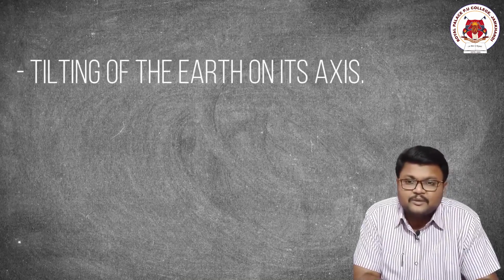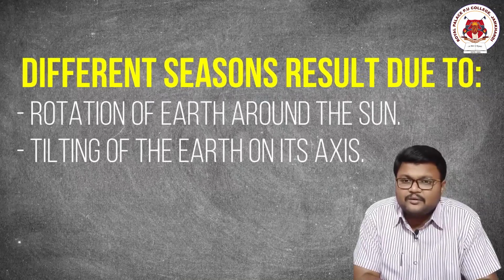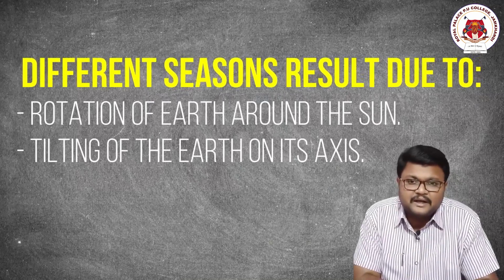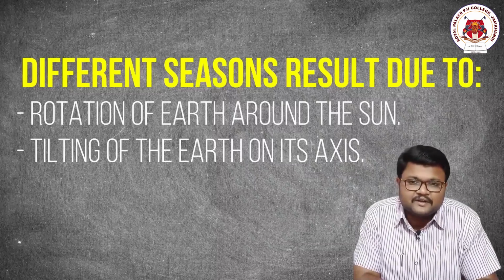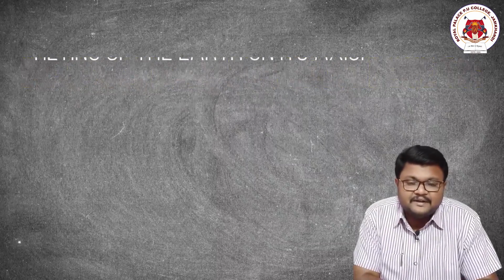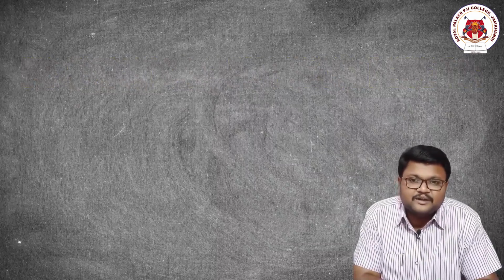So if someone asks you why different seasons got created on planet Earth, you can easily say that it is because of 2 points. Point number 1, the Earth is tilting and rotating on its own axis, and the second, the Earth is even revolving around the sun. Very easy, right?